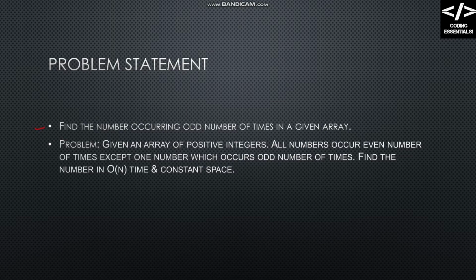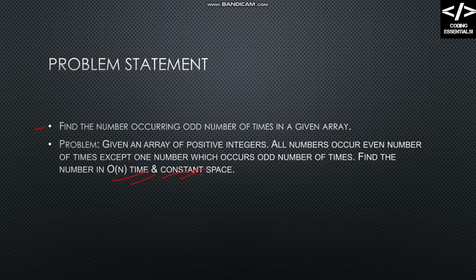Because the real problem is: given an array of positive integers, all numbers occur an even number of times except one number, which occurs an odd number of times. So the problem till here is pretty simple. But now find the number in big O of n time complexity and in constant space. So this is the real challenge over here.